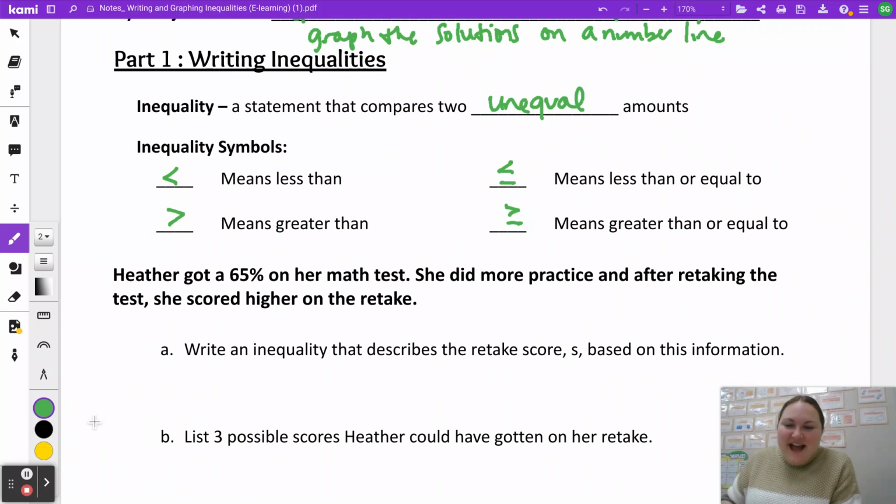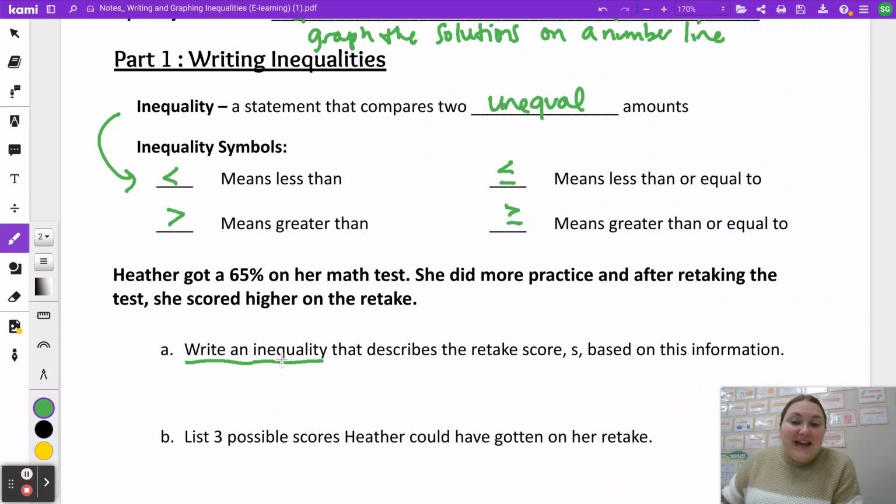All right. Our story about Heather says Heather got a 65% on her math test. She did more practice, and after retaking the test, she scored higher on the retake. Our job is to write an inequality. And this word inequality is really important now. When you see those directions, write an inequality, if you know the word inequality means this stuff, that helps you know we need to decide, am I using a less than or greater than sign? It's not going to be an equal sign because I did not tell you to write an equation.